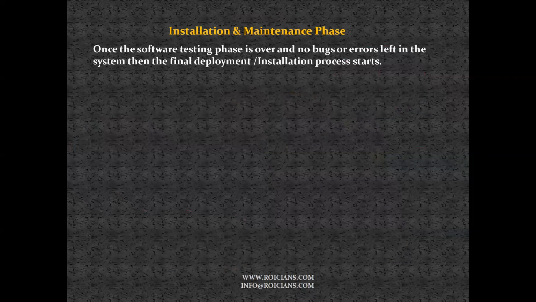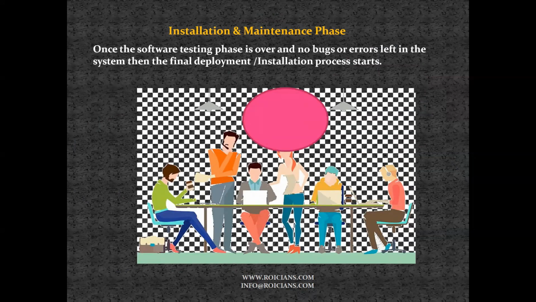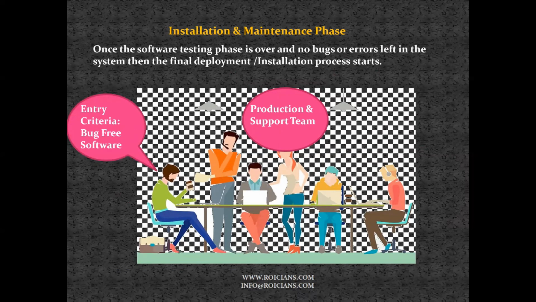The next phase is the installation and maintenance phase. Once the software testing phase is over and no bugs or errors are left in the system, the final deployment or installation process will start. So guys, the production and support team is responsible for this phase, and the exit criteria for this is bug-free software. The production and support team is responsible for many things. Let's say after the installation of the software, the client still finds some defects. Then the production and support team will take care of it. They will open a ticket and fix it and make sure it is meeting the client's requirements.